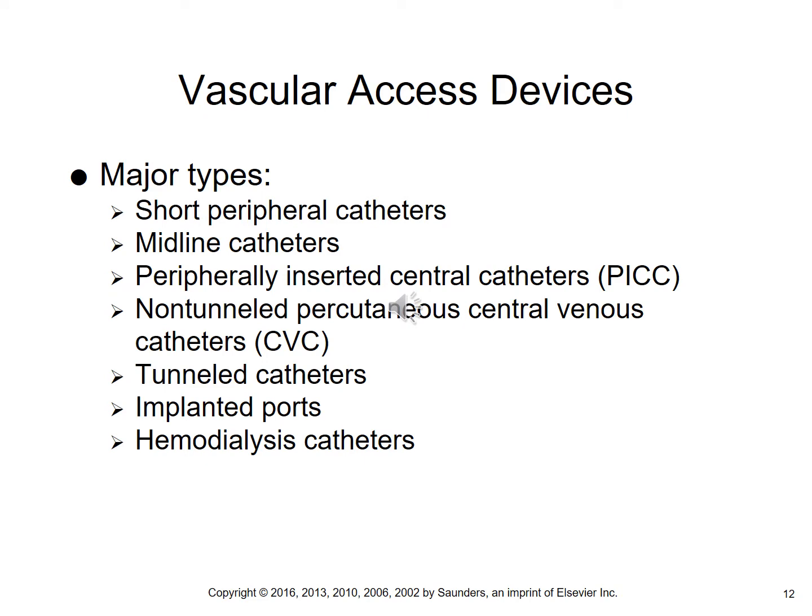There are many different types of vascular access devices. The major types are short peripheral catheters, midline catheters, peripherally inserted central catheters, non-tunneled percutaneous central venous catheters, tunneled catheters, implanted ports, and hemodialysis catheters. We will talk about each individual catheter as we continue in this lesson.